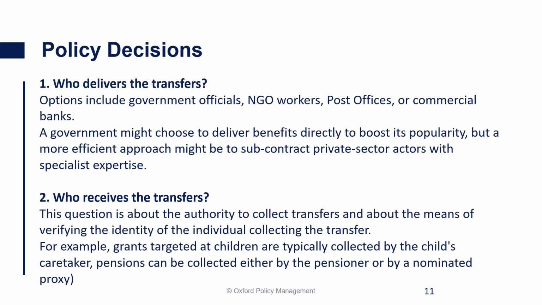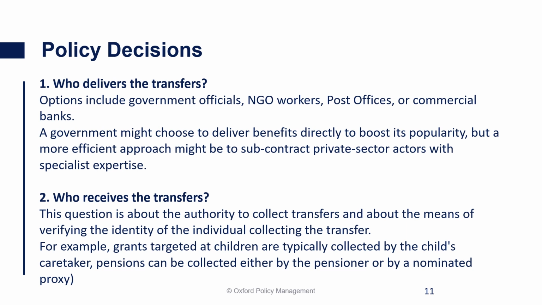So in terms of policy decisions for payments, the first question is who delivers the transfers. Options include government officials, NGO workers, post offices, or commercial banks. And this decision is as much political as it is technical. A government may choose to deliver benefits directly to boost its popularity, but a more efficient approach might be to subcontract private sector actors with special expertise.